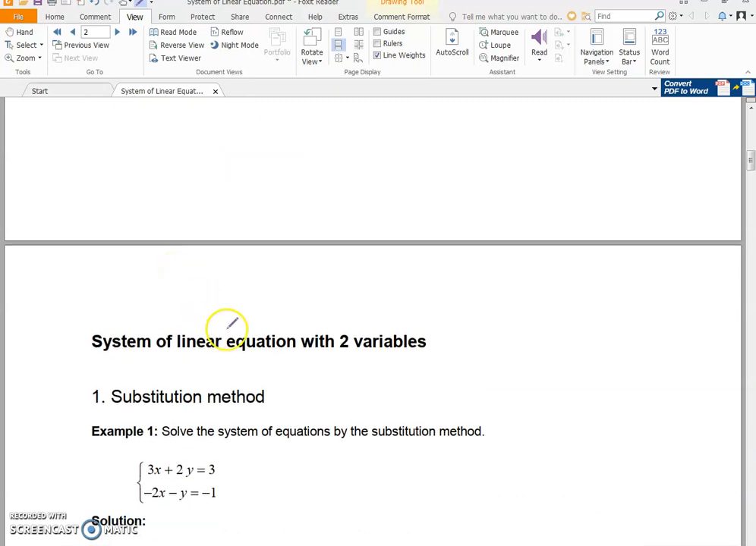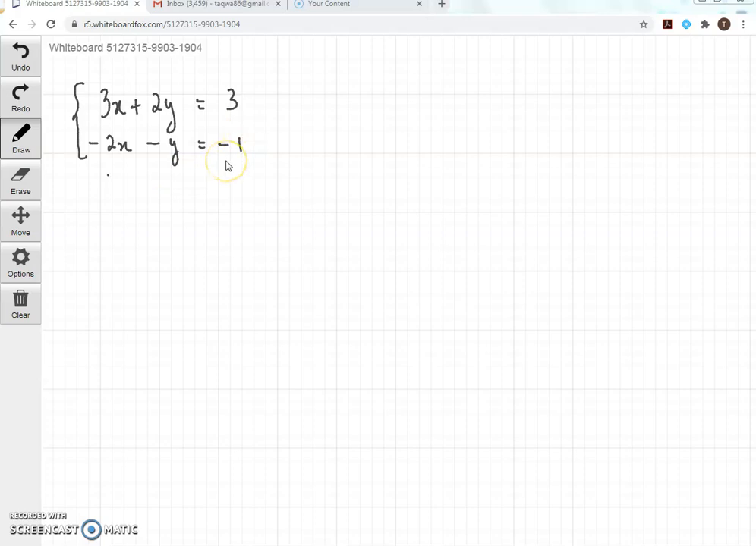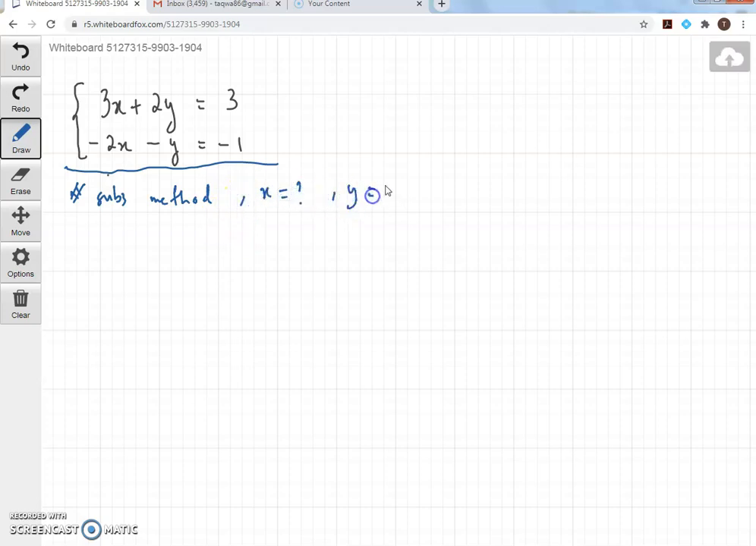Since we are dealing with the substitution method, let us see it on our whiteboard. I already copied the same question there. So now let us deal with our substitution method. The question asks you to use the substitution method to solve for the value of x and y. So what is the value of x and the value of y that we are going to get?